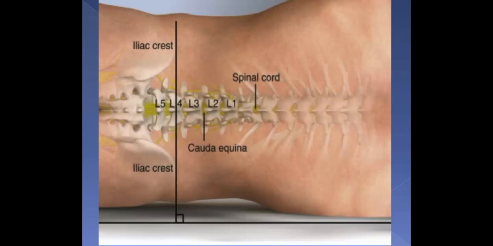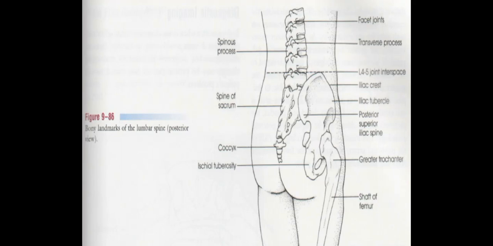So these are the anatomical landmarks that can be palpated. This is again the picture, bony landmarks of the lumbar spine. We can see the facet joint, transverse process, spinous process, then L4, L5 joint interspace, iliac spine, iliac tubercle, posterior superior iliac spine, PSIS. We are palpating the PSIS for most of the special tests of the lumbar region, as many things can be palpated first after palpating the PSIS posteriorly. Then the coccyx, then the ischial tuberosity, greater trochanter and the shaft of the femur.